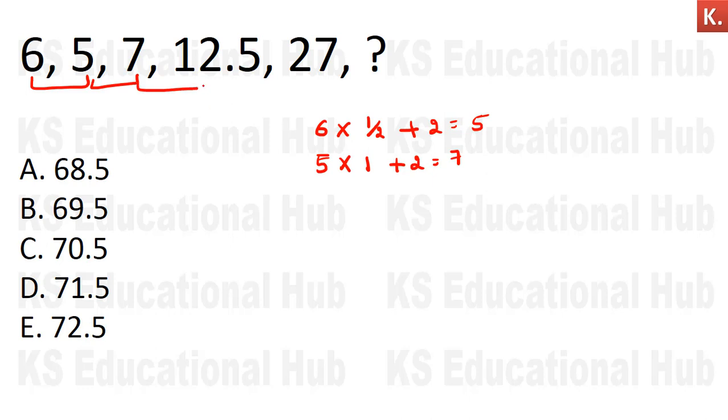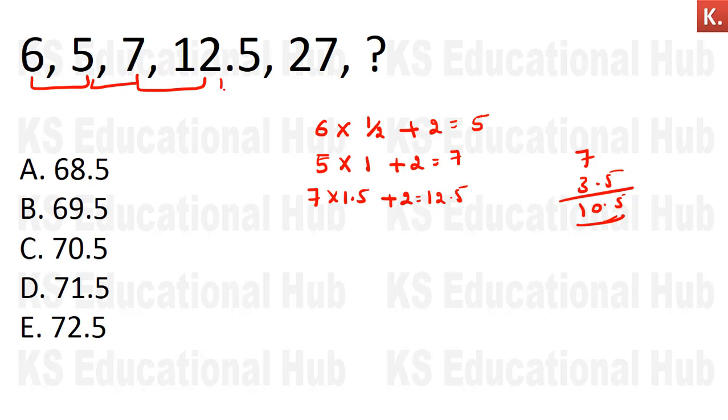How can 7 be made as 12.5? To make 7 as 12.5, see, 7 into 2 is 14. But it is not 14 here, it is less than 14. So what I'm going to do here is multiply with 1.5. 7 into 1 is 7, 7 into 0.5 is equal to 3.5. So that's 10.5, and 10.5 plus 2 is equal to 12.5.